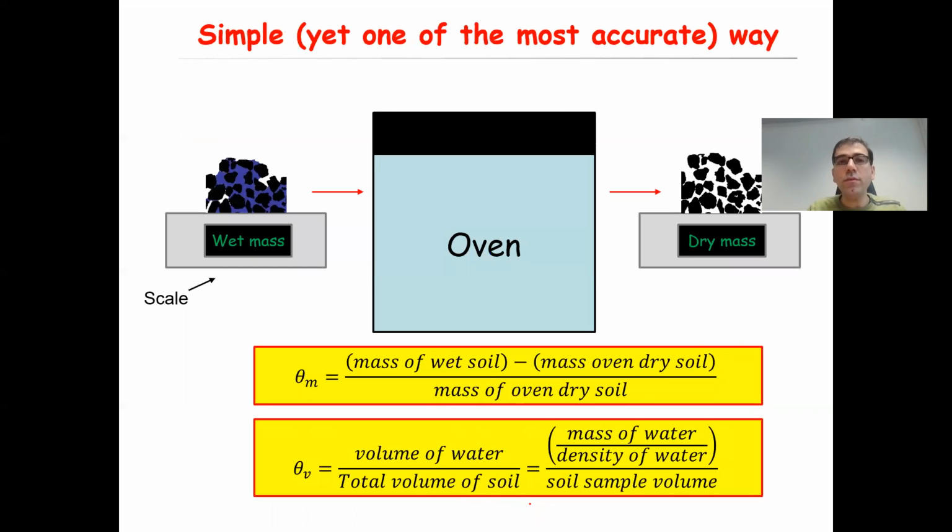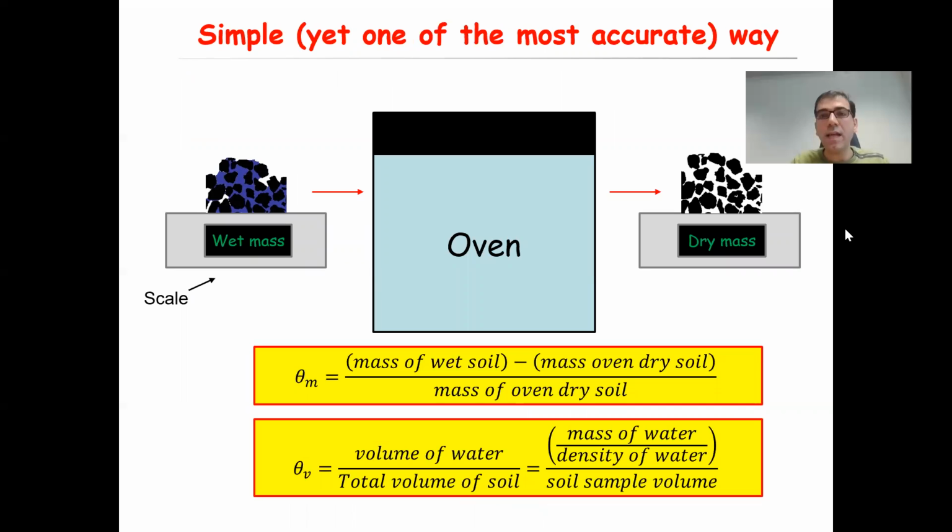In my opinion, one of the simplest yet most accurate methods to determine water content is simply measuring the weight of the wet soil. You have the wet soil, you put it on a balance, you have the mass here, and then you put it in the oven. Then you dry the soil, and at the end you measure the mass of the oven dry soil.